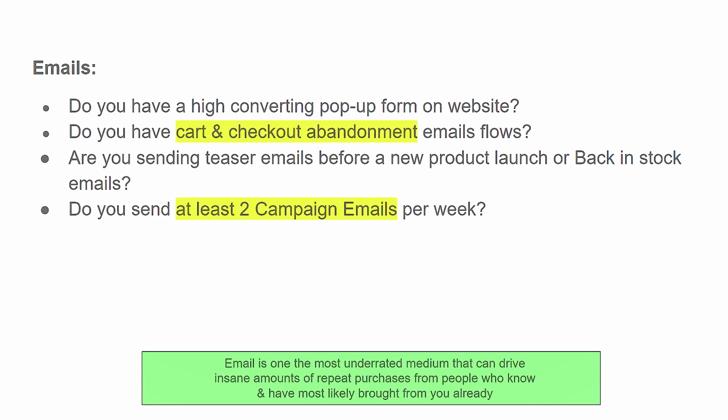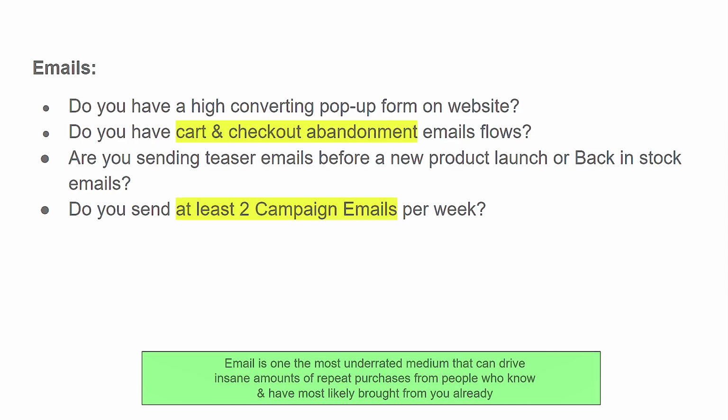And lastly are the emails. Emails are very interesting because, according to me, they are one of the most underrated mediums that can drive insane amounts of repeat purchases. Remember that the people in your emails are mostly going to be, not in every case, but mostly, people that have already bought from you and they know you. That is why they are subscribed to your emails.